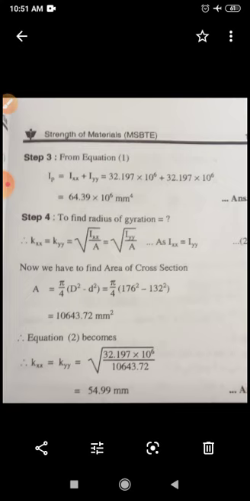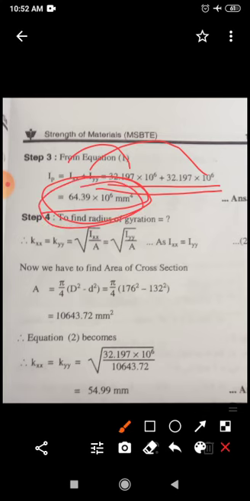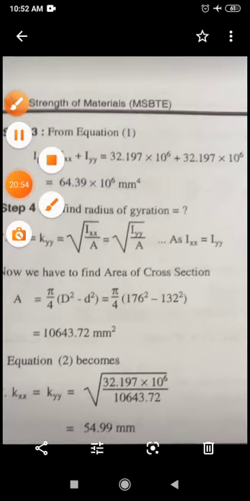Now this is the polar moment of inertia. We know that the moment of inertia for both axes is the same, therefore Ix is the same and Iy is the same. If you multiply it by 2 or add it twice, then you will get the polar moment of inertia, that is 64.39 into 10 raised to 6 millimeter raised to 4.